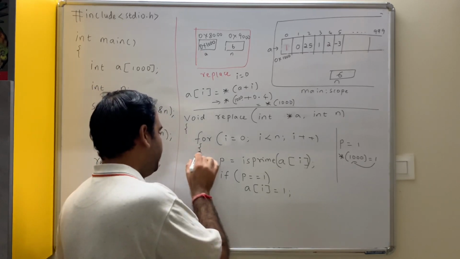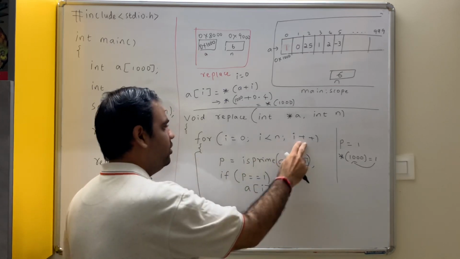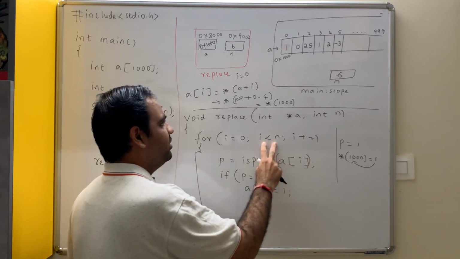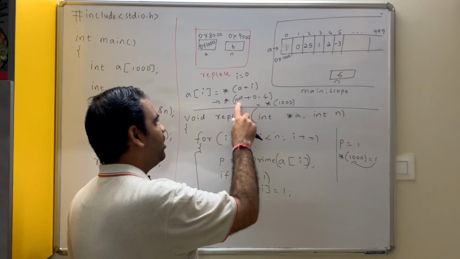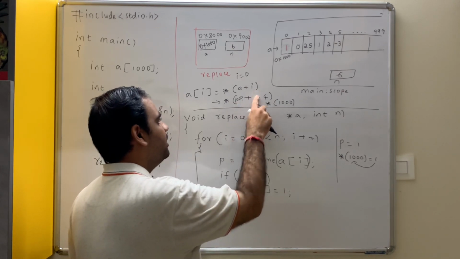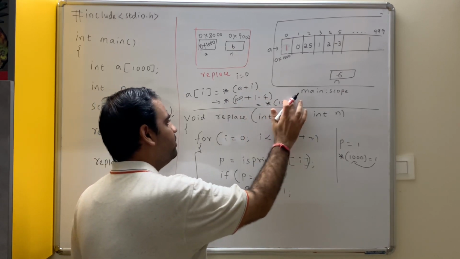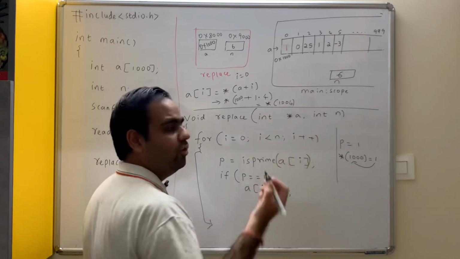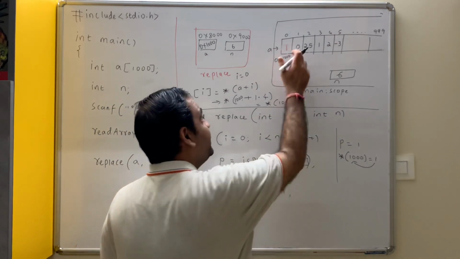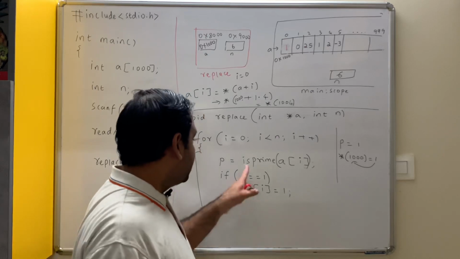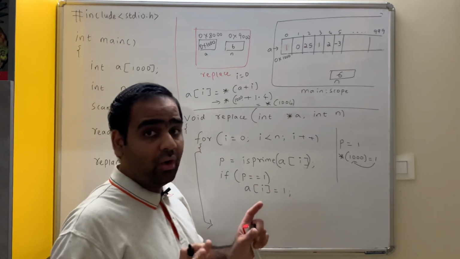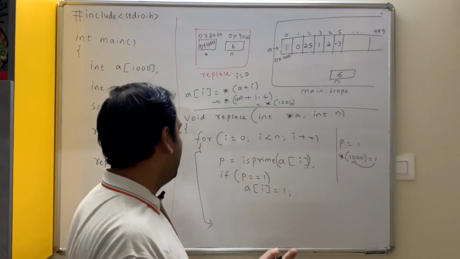Now next you say I plus plus. The value of I will become 1. 1 less than 6. Yes, 1 is less than 6. And what is a of 1? It is star 1000 plus 1 into 4. And what is 1000 plus 1 into 4? It is 1004. And what is star 1004? It is 0. Now do I need to check that 0 is prime or not? No, I need not check that 0 is prime or not.